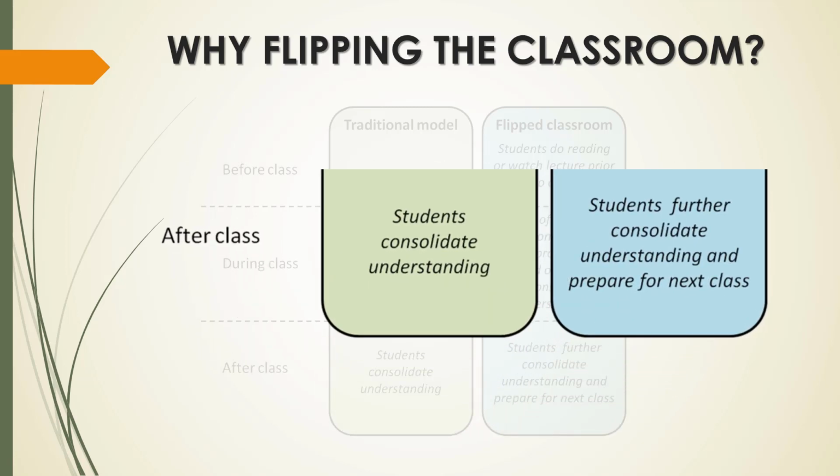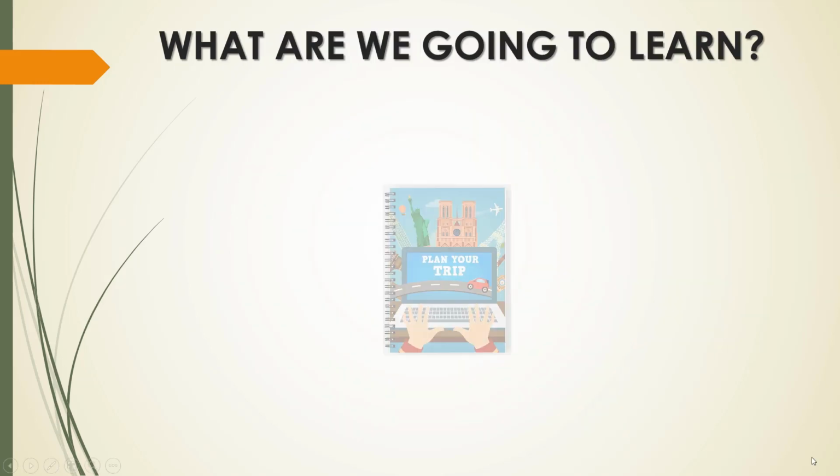After the class, in a traditional model, the teacher consolidates understanding probably by assessment, doing an evaluation. In the flipped classroom, the consolidation is the second consolidation part. So the students are going to be very strong in their learning. And then the students are also going to prepare for the next class.